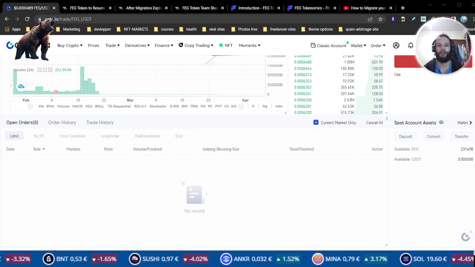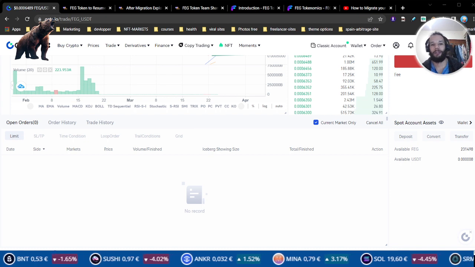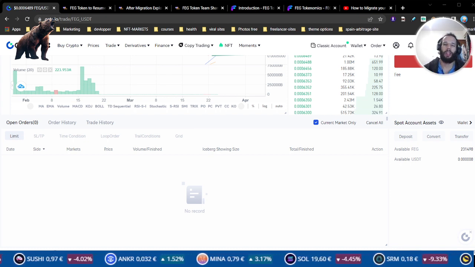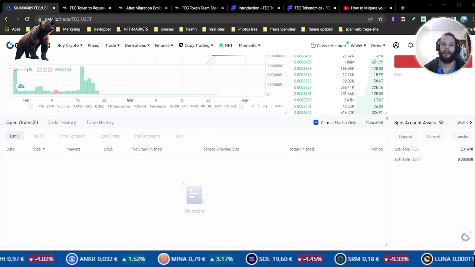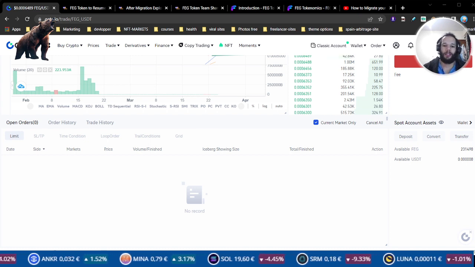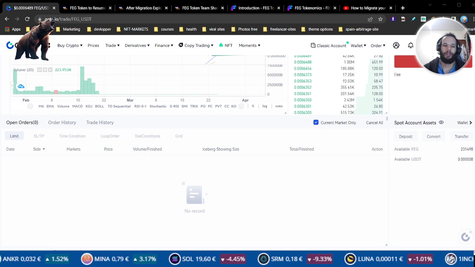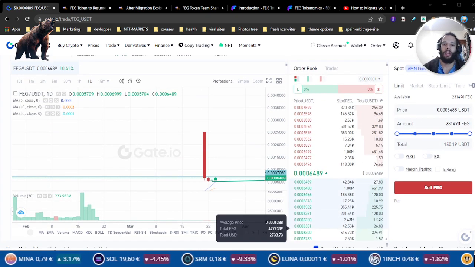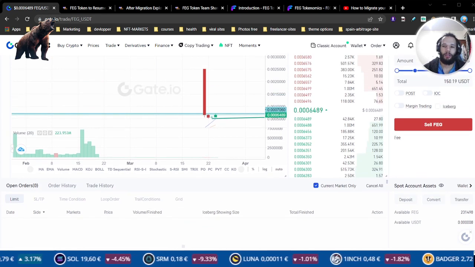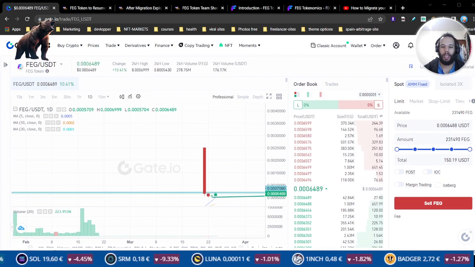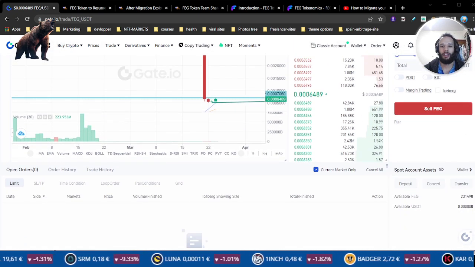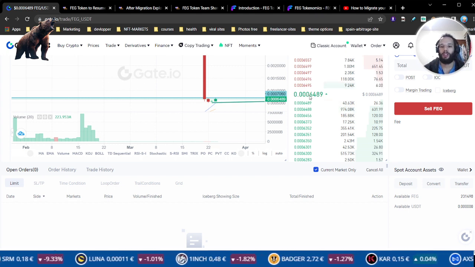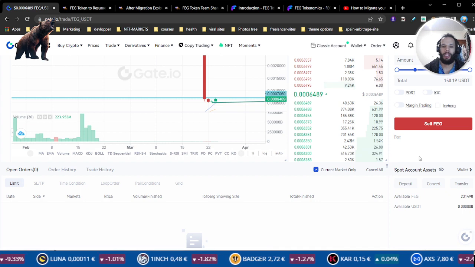FIG token is a meme coin. It's been here for a while, to be honest, since I think 2020. That's where it started. This project saw a huge change in price. It was at about six zeros or even more, and it turned into three zeros. You're going to be wondering why that happened.